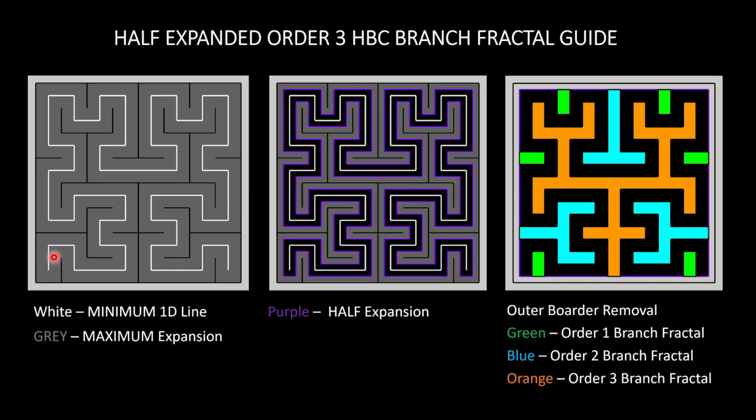In white is a minimum order 3 Hilbert curve. Outlined in purple, we have the half expansion. If we remove the border and fill the gaps, we get order 1 negative branch fractals in green, order 2 negative branch fractals in blue, and an order 3 negative branch fractal in orange.